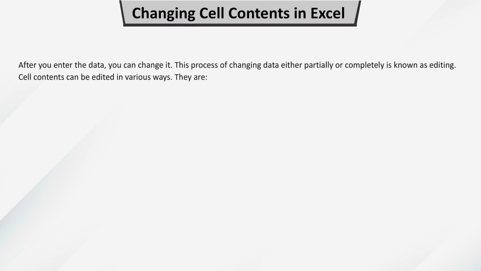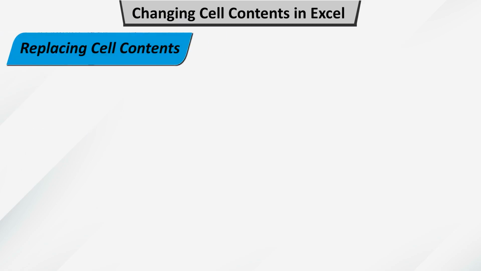Changing cell contents in Excel. After you enter the data, you can change it. This process of changing data either partially or completely is known as editing. Cell contents can be edited in various ways. They are 1. Replacing cell contents. 2. Using the formula bar.